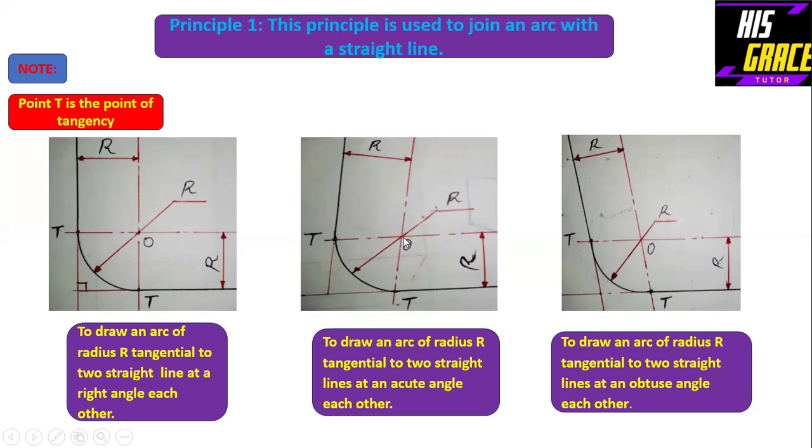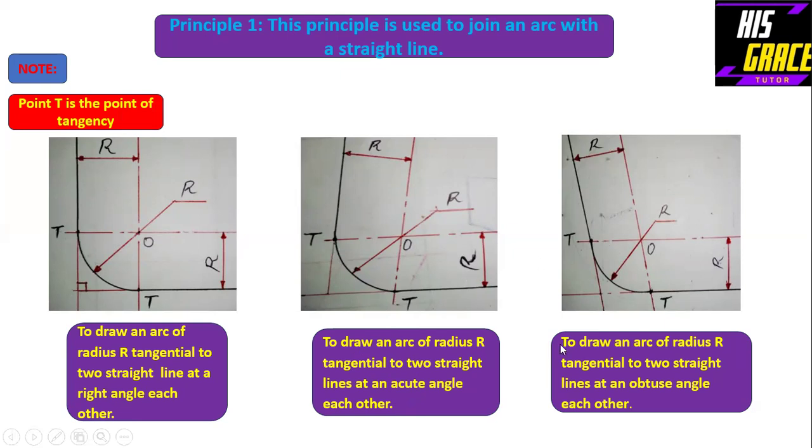So what you just need to do is to put the pinpoint of the compass here at this point O with 20 millimeters, then you draw this arc that will connect these two straight lines together, that are inclined at an acute angle to each other. So then this point is the point of tangency. This point of tangency must be indicated as I've explained here.